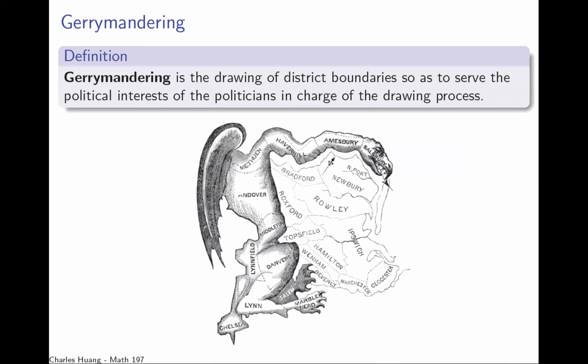Now, gerrymandering is the name for drawing these boundaries in order to make sure that the politician in charge of drawing it, or the party in charge of drawing it, will gain an advantage. It comes from Gerry, the politician who first did this, and because it looks like a salamander in the satirical cartoon picture that you see over here, this process is called gerrymandering.